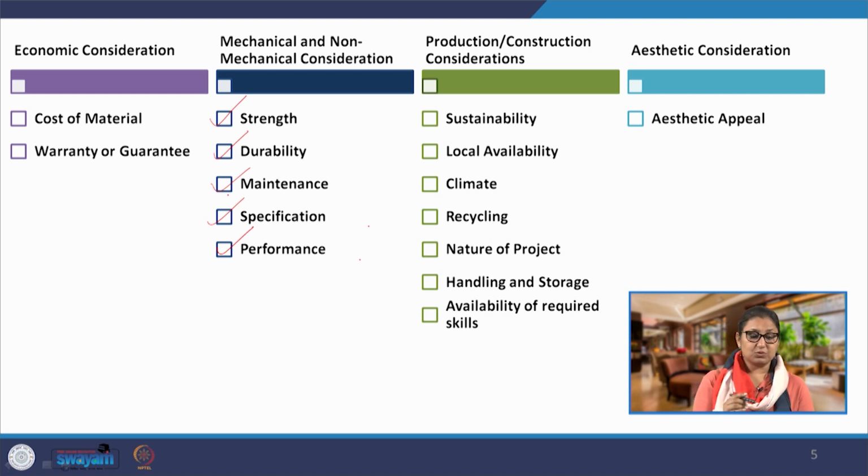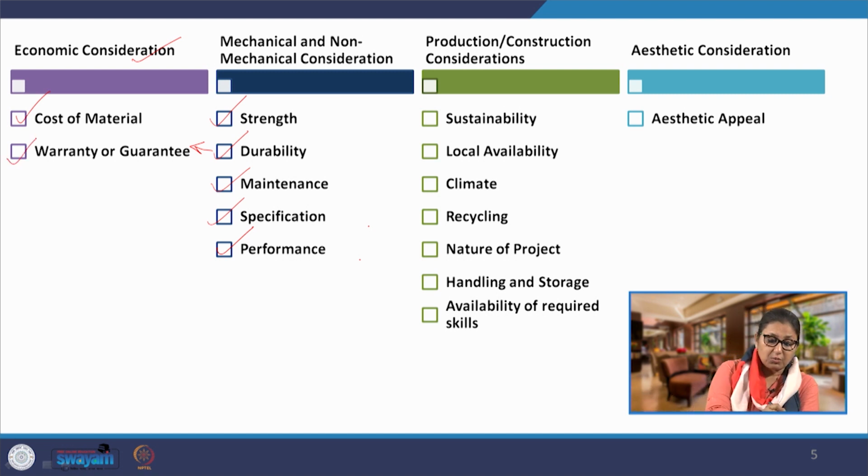The second one which we said is the economic consideration. Some of these factors, for example, durability, affect the economic consideration too. But if we look at the two primary factors, we are looking at the capital cost of material. How much cost am I going to incur in the beginning when we are purchasing that material, when we are procuring that material, which adds to the capital cost of my building.